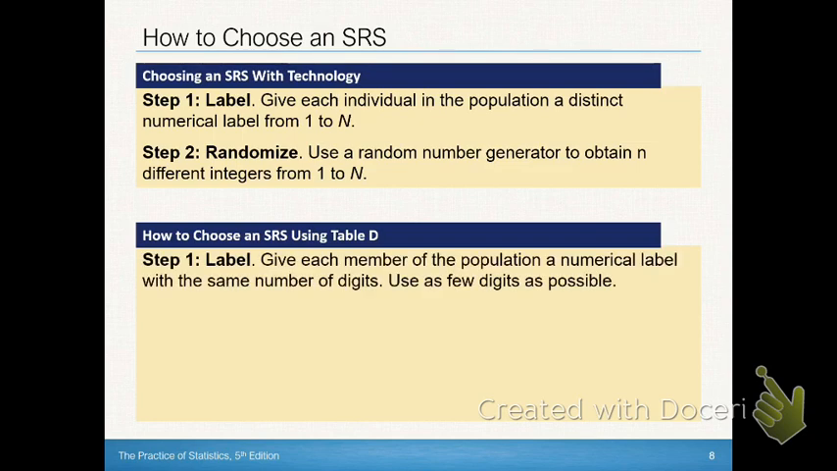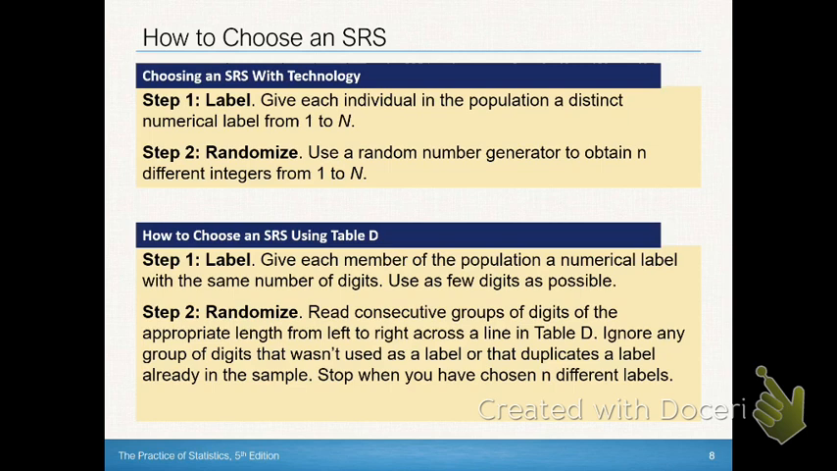Versus if we're going to use table D, which is our table of random digits, you still have to start by labeling everyone. And when we say use as few digits as possible, for example, if you are going to pick from a population of 20 people, then that's 2-digit numbers. So 1 would be 01, 2 would be 02. You want to try to reduce things as much as you can, so that you're not skipping digits. If you were only picking a number within 2 digits, you wouldn't want to go to 3 digits because you'd have to skip more. You'll see what I mean here in a moment.